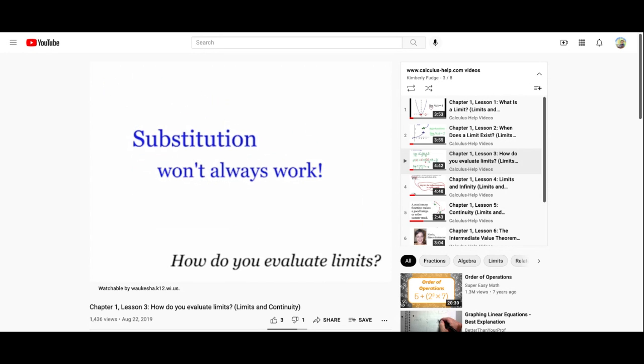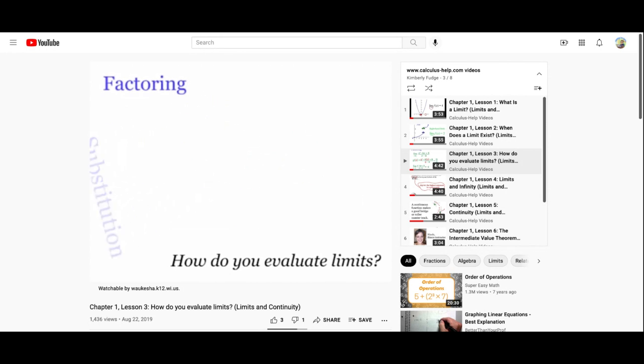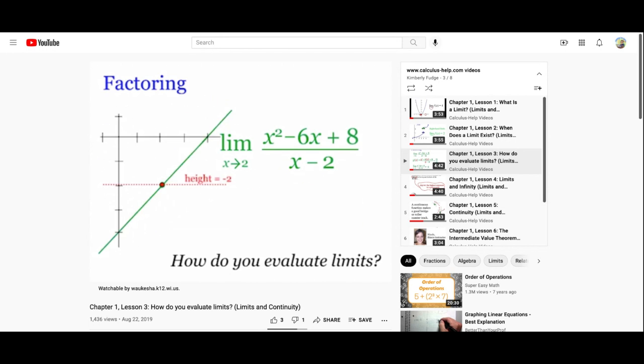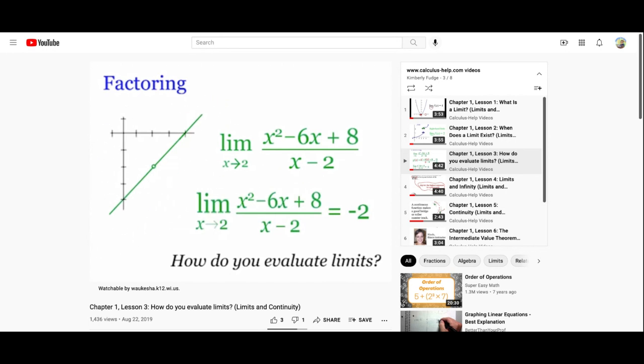Unfortunately, not all limits are this easy. And you've already seen one for which that's the case. Remember that function that we were dealing with in the first section of this chapter? In case you don't, here it is again. The limit as x approaches 2 of the fraction x squared minus 6x plus 8, all divided by the quantity x minus 2. We looked at this before. It had a hole in it at the coordinate 2, negative 2. And we concluded from that the intended height was negative 2, making it the limit.